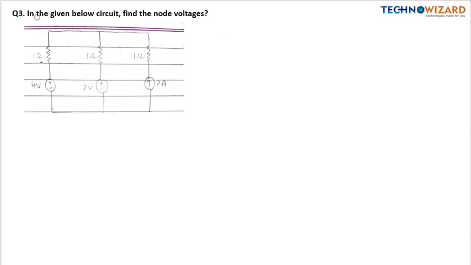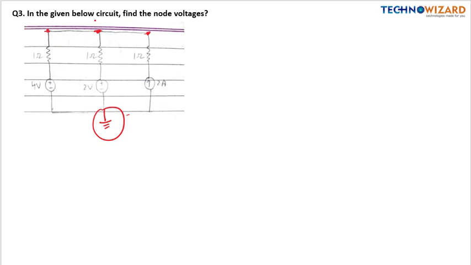Okay, so let's see. Now I am taking this as the ground potential. This is the reference node. So these are the non-reference nodes. Now you can see all these nodes have the same potential because there is no element between these 3 nodes.